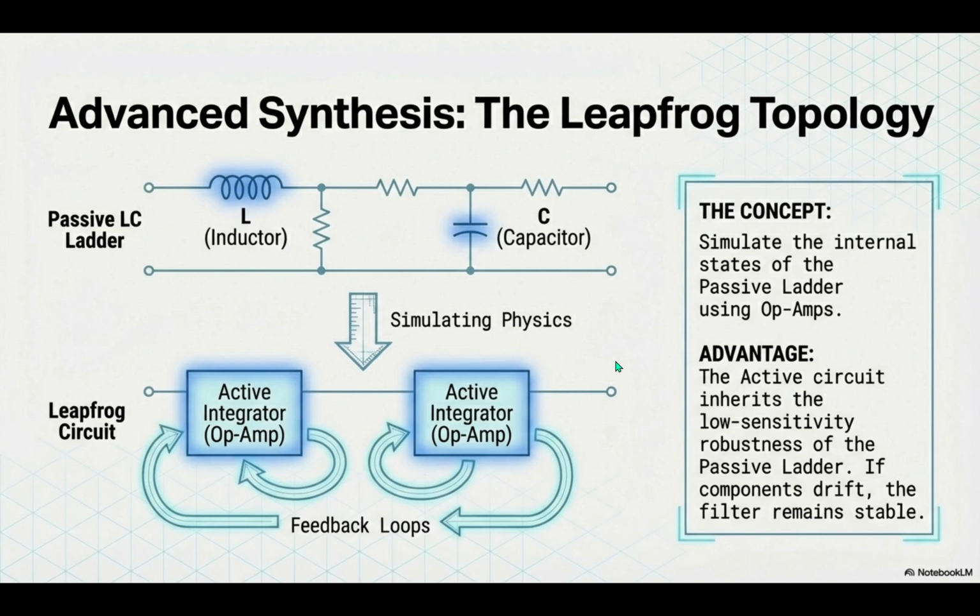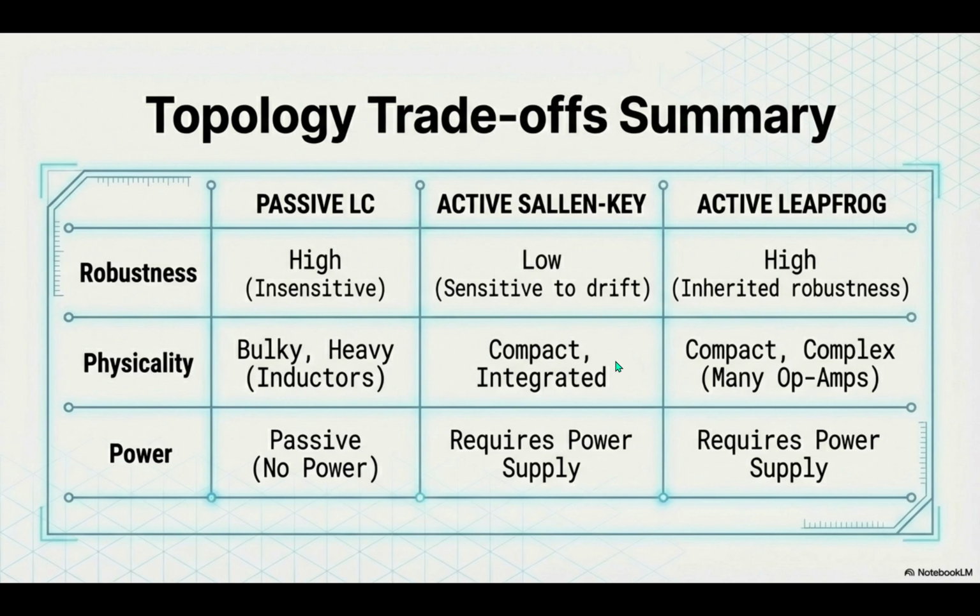We get it back. That's the magic. Because we are simulating the internal structure of the ladder, this active circuit inherits the low sensitivity of the passive one. Even though it's made of sensitive op amps, if the components drift, the filter stays stable. That is incredibly cool. It's like we couldn't shrink the copper coil, so we built a mathematical ghost of the coil using silicon, and it works just as well. That's the grand synthesis. It bridges the gap. You get the compactness of modern chips with the rock-solid physics of the old-school heavy machinery.